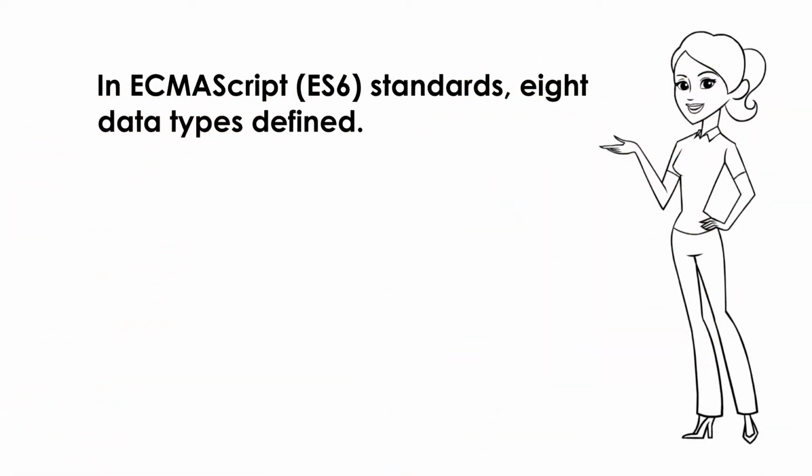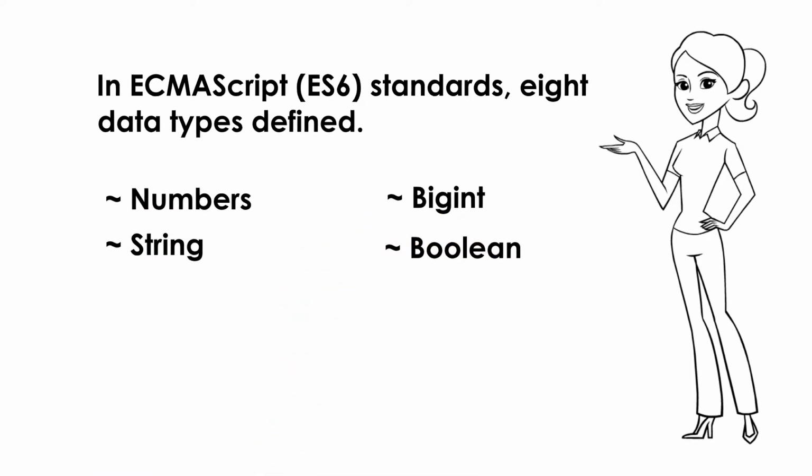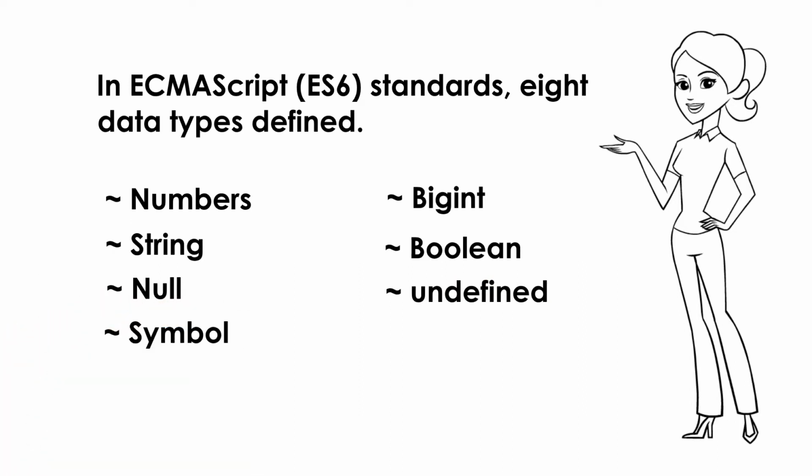As per the ECMAScript standards, 8 data types have been defined. They are number, big integer, string, boolean, null, undefined, symbol, and object.